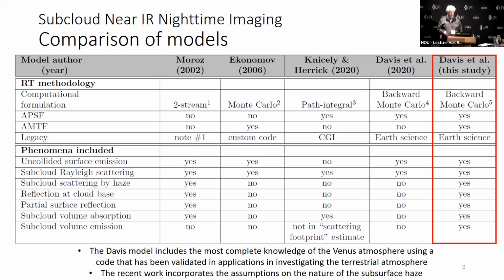And the one I want to emphasize most is the first one, back in 2002, where Moroz did this for the first time and came up with some answers that are not too far from where we are today. Davis et al. published a paper in 2020, but that paper didn't include the effects of the haze. It didn't include emission from the lower atmosphere, which affects some wavelengths but not others. And it didn't include backscattering from the clouds. All of those have now been incorporated.